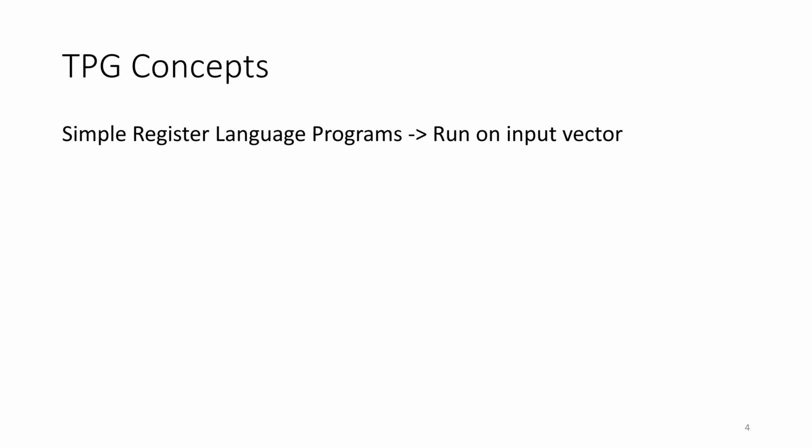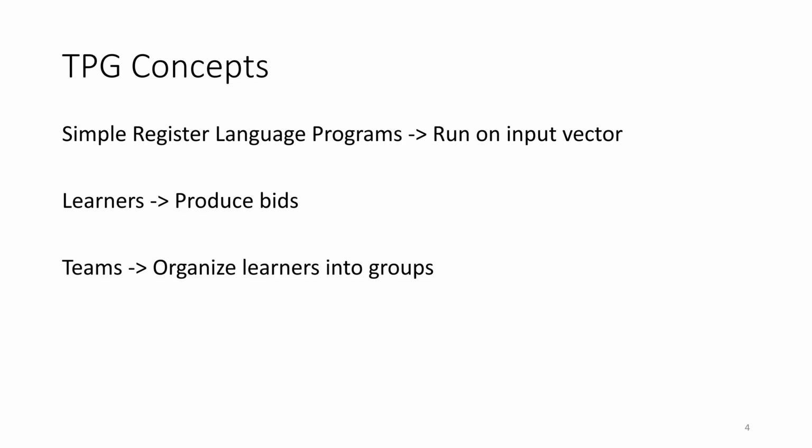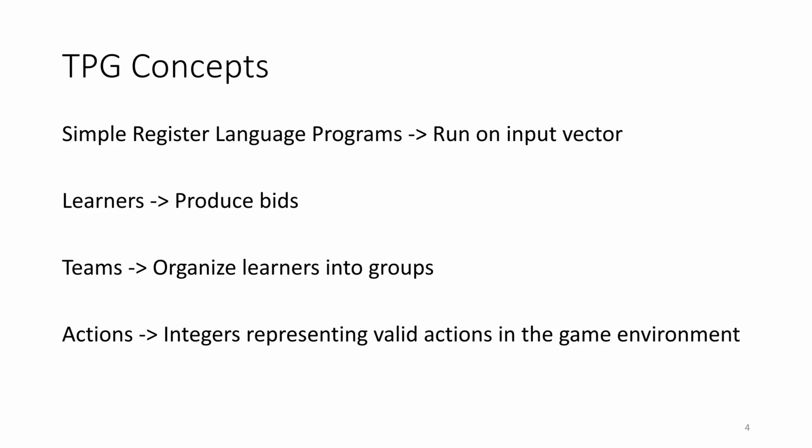Before getting too far into marking schemes, let's review some TPG concepts. At its core, TPG involves simple register language programs, which we run on the input vector. Learners encapsulate these programs and use them to produce bids. Teams organize learners into groups, and during a round of bidding, we select the learner with the highest bid to suggest its action, which is an integer that represents a valid action in the game environment. However, learners can also point to other teams, in which case the bidding process starts over.